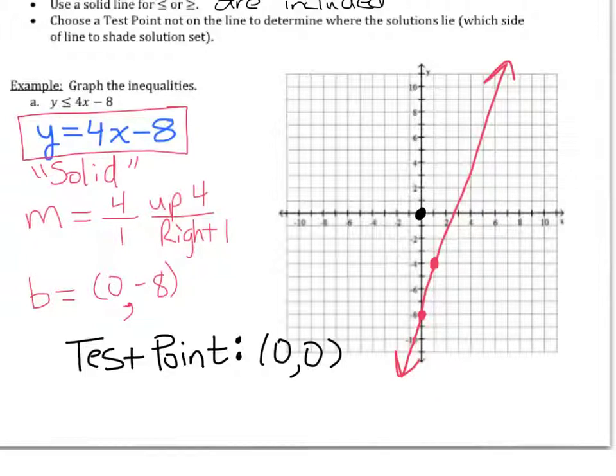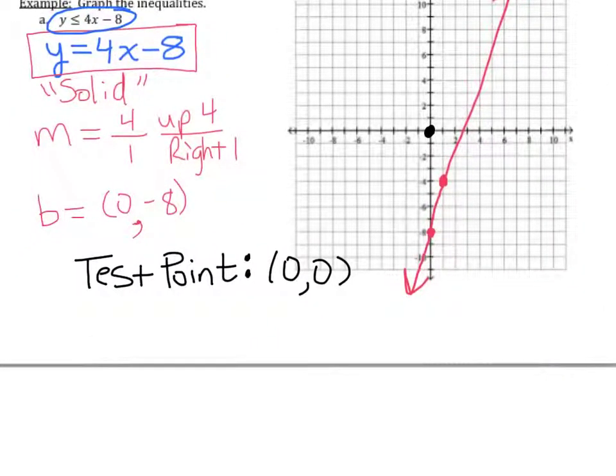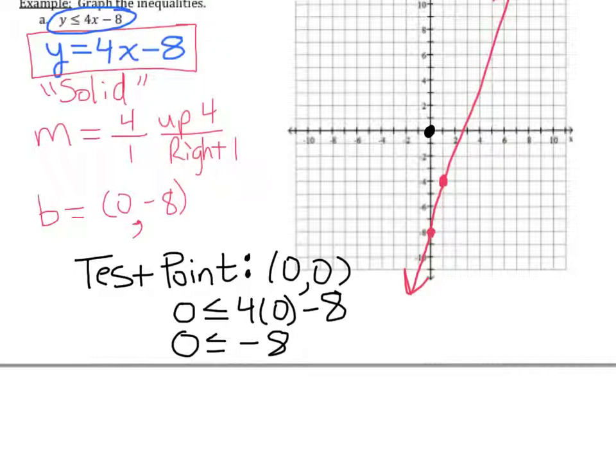And I'm going to plug 0 in for x and y into my original inequality, which is right here, to see if I get a true statement or a false statement. So let's do that. Plug in 0 for x and y. I'm going to get 0 is less than or equal to 4 times 0 minus 8. Let's see if that is true or not. Well, 4 times 0 is 0, and if I subtract 8 from 0, I get negative 8. If you think about this, this is going to be a false statement.